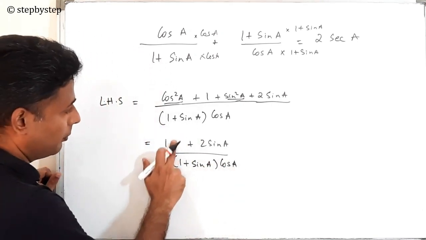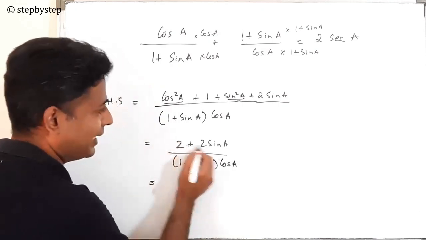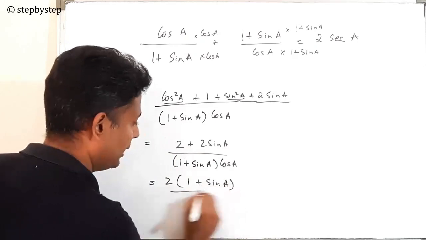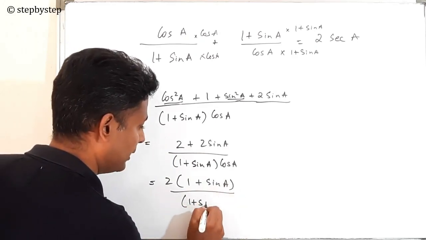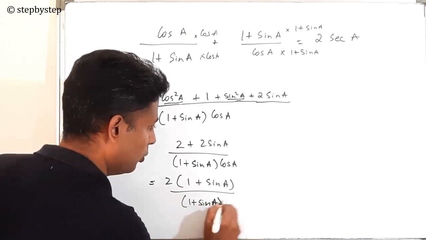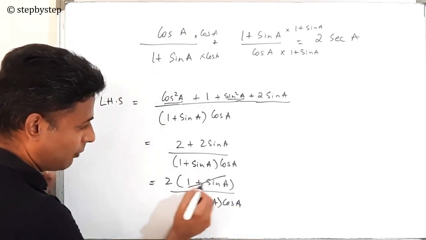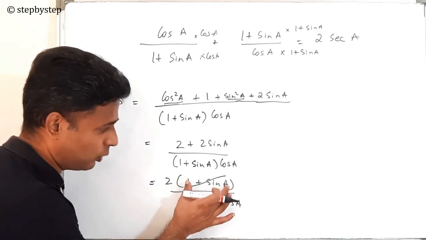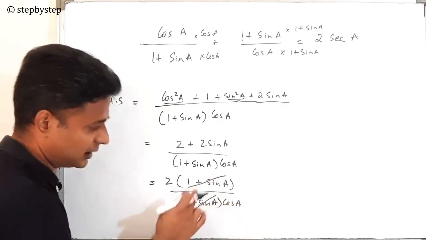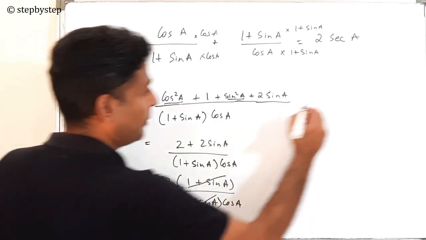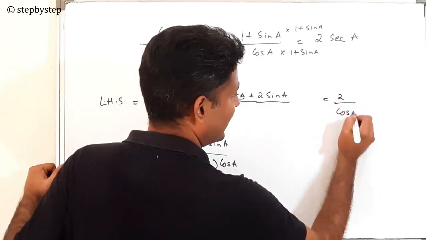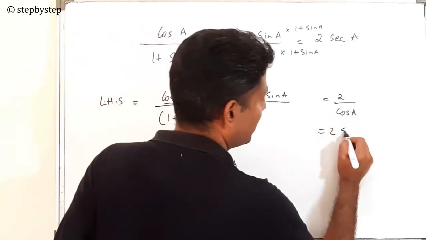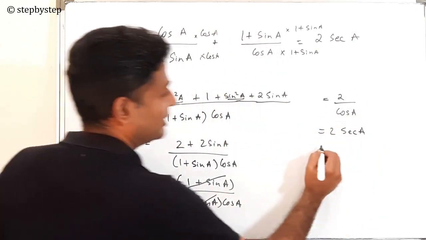Now 1 plus 1 becomes 2. Now I can take 2 common. So I get 2 into 1 plus sin A by 1 plus sin A into cos A. Now 1 plus sin A cancels. See, 1 plus sin A is in brackets, and here it is 2 into this thing and this thing into this. That is why we can cancel both. So what is remaining? 2 by cos A. Now what is reciprocal of cos A? Sec A.